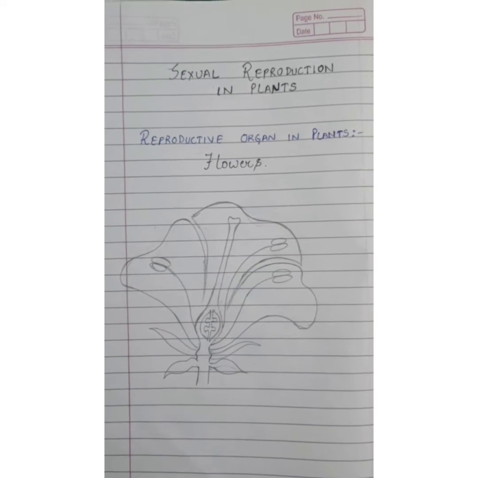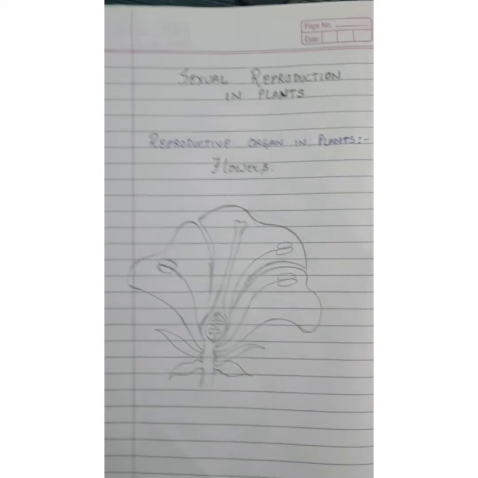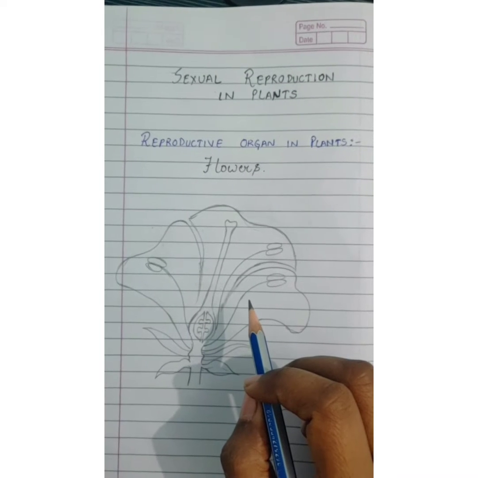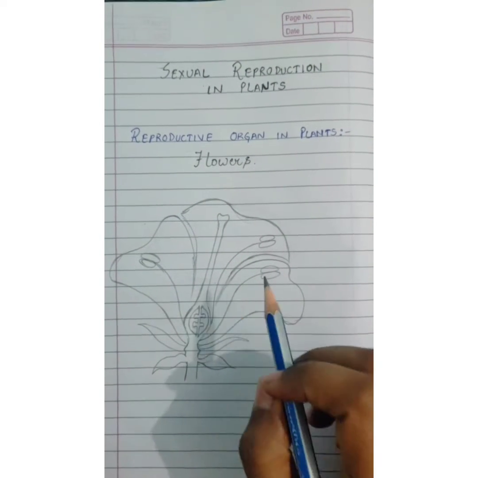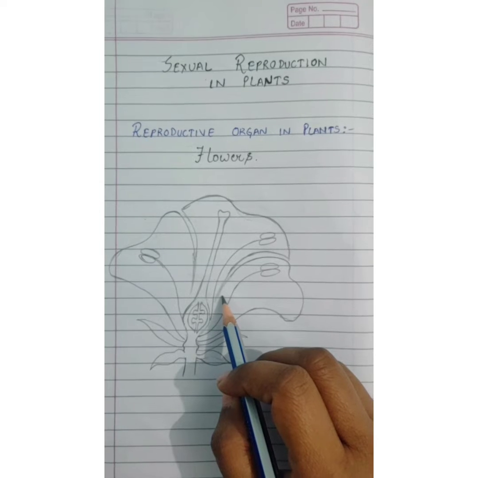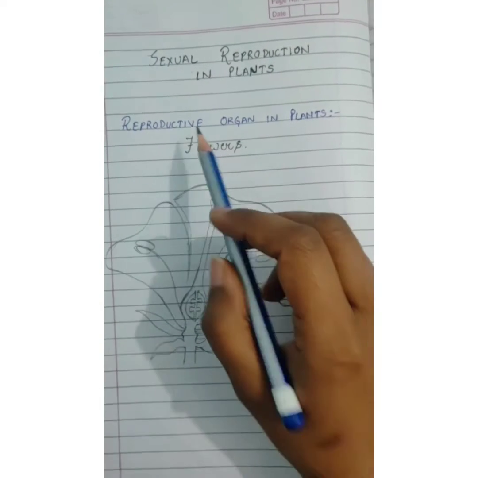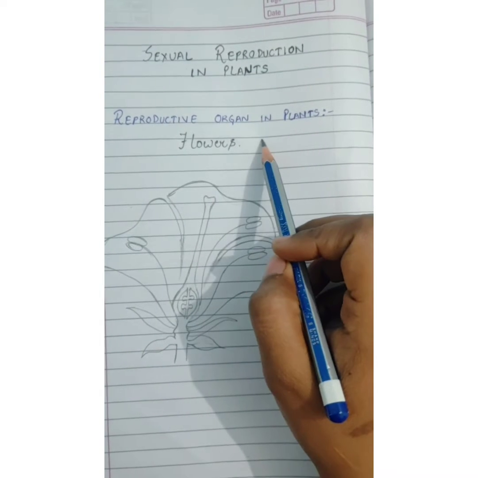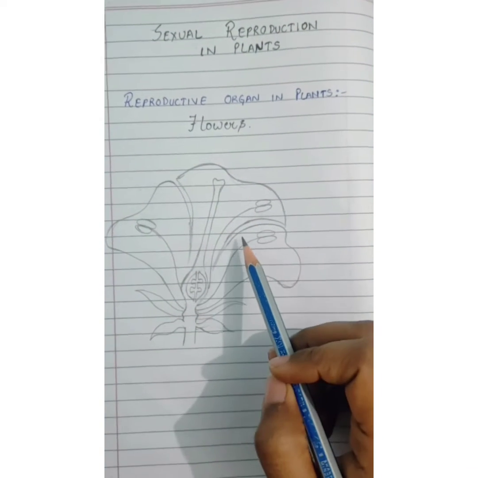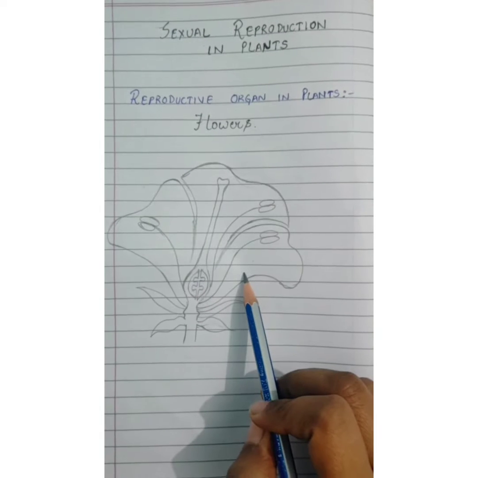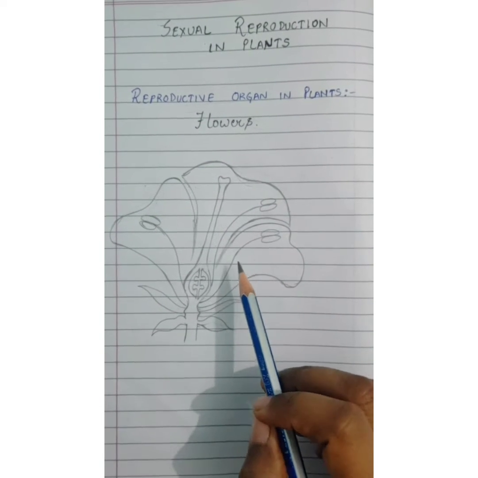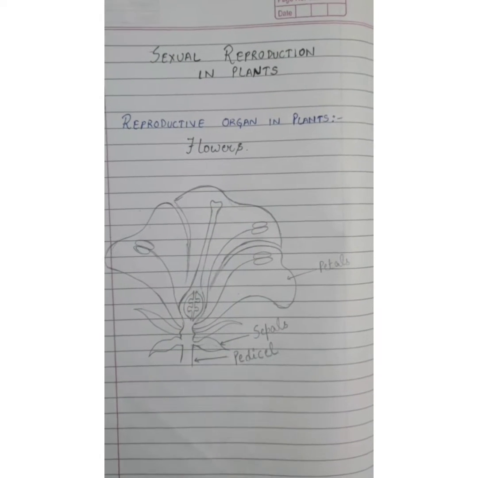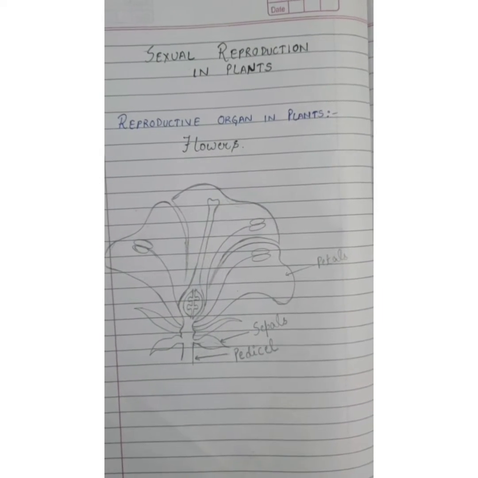Well, students, you must know that in flowering plants, flowers are the main organs of reproduction. The flowers perform the function of reproduction in plants. So, I can say that the reproductive organs in plants are flowers. In today's video, we will discuss the structure of a flower and how fertilization takes place in flowers. Let's begin with the structure of a flower.